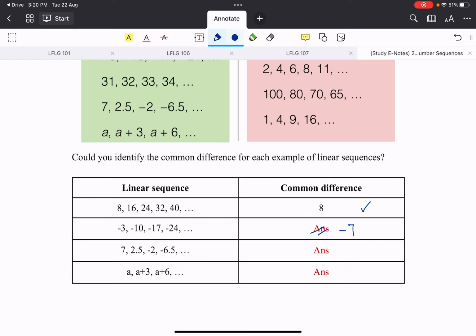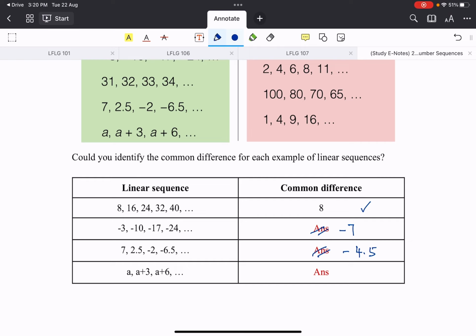7 to 2.5. Can the difference be decimal? Of course it can, right? So 7 to 2.5, we actually subtract by 4.5. And when we take 2.5 subtract by 4.5, we do get negative 2. So it is a linear sequence. So we do this, right? And how about the next one?